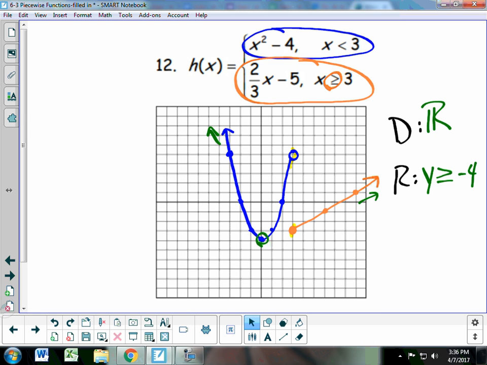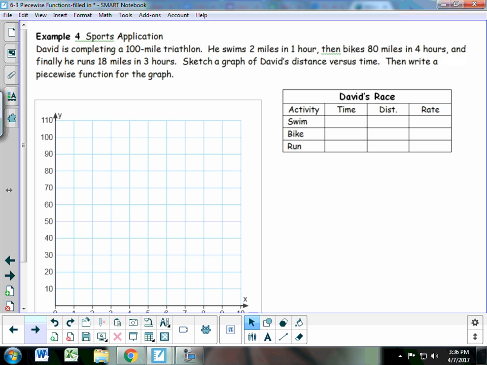All right, and then we've got a story problem now in the notes that we hadn't covered. So have your notes open to example 4. David is completing a 100-mile triathlon. He swims 2 miles in 1 hour, then bikes 80 miles in 4 hours, and finally he runs 18 miles in 3 hours. Sketch a graph of David's distance versus time, then write a piecewise function for the graph.